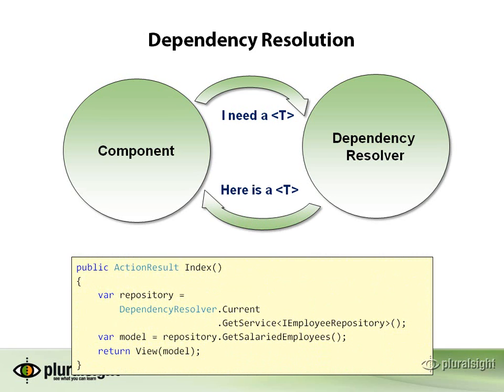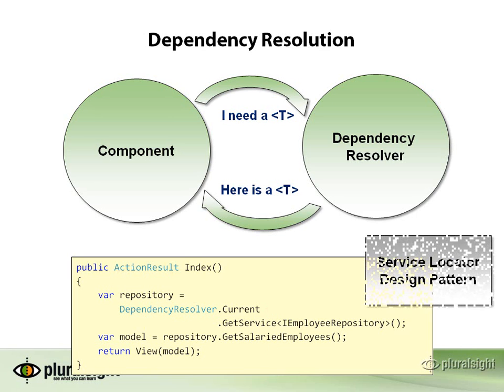In code, this might look something like this. Instead of instantiating an employee repository directly, we'll walk up to a dependency resolver and say, get me a service that implements employee repository. Then we get back something where we can invoke the methods that we expect, like get salaried employees. This code is an example of something using the service locator design pattern. That is, the dependency resolver, we can call it a service locator. It knows where to locate services. We can walk up and ask it for a service. It will find it and return it to us.